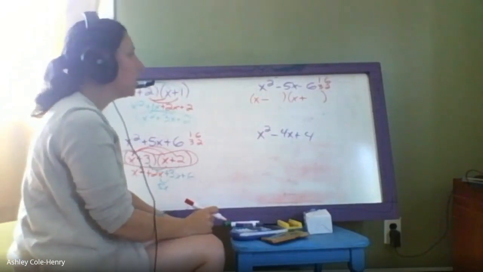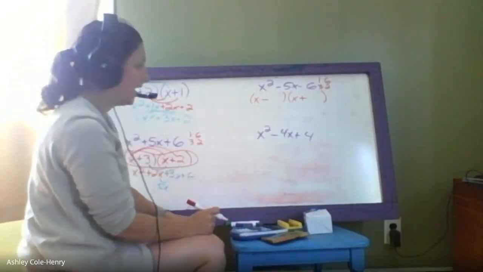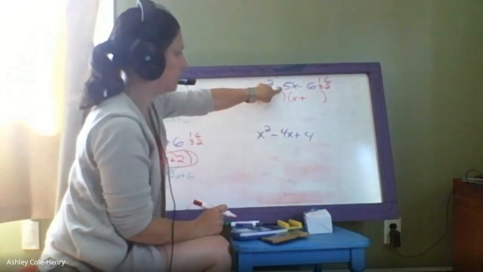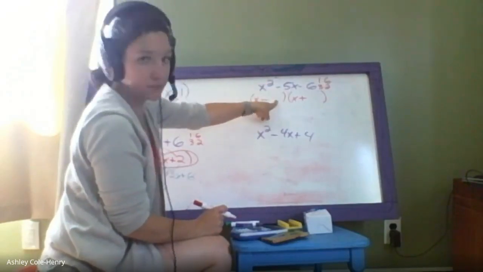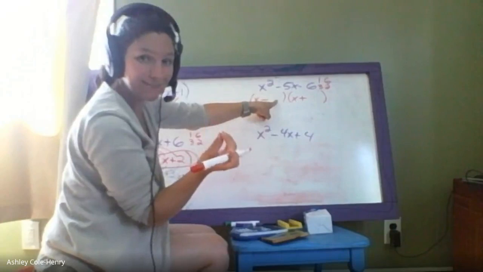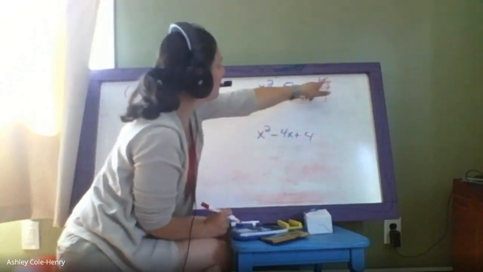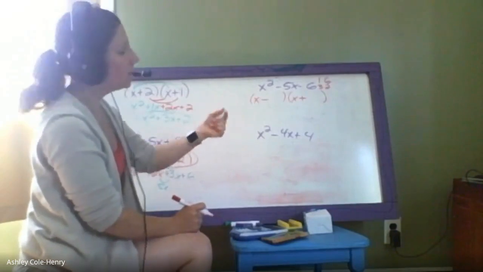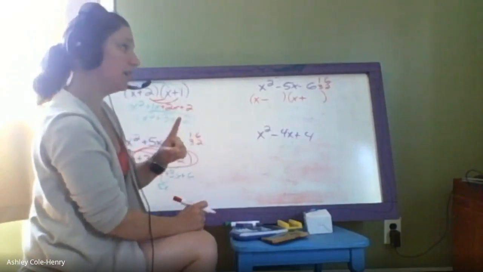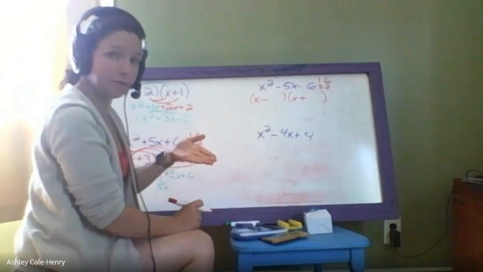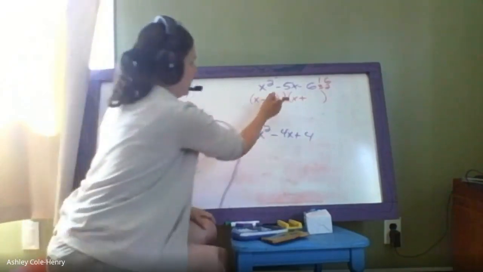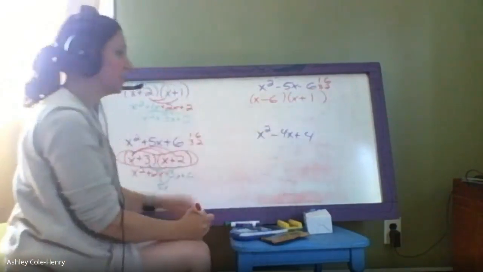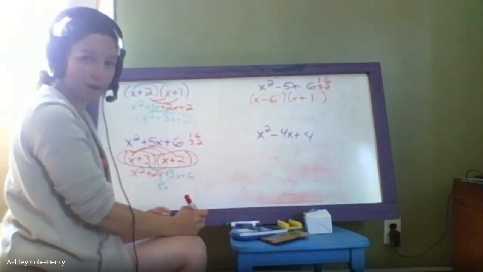If I want them to add to a negative 5, I need the bigger number to be negative, so that when I combine them, I still have a negative number. If I have 6 and 1, and one of them is negative, I can combine to get negative 5. The 6 is negative, and the 1 is positive. Negative 6 plus 1 is negative 5.